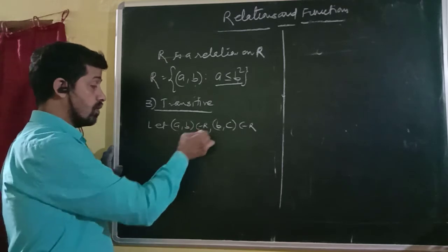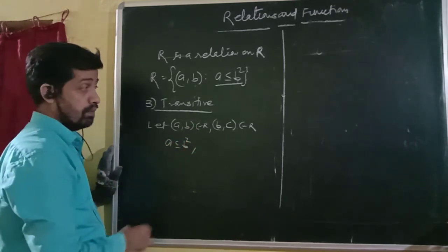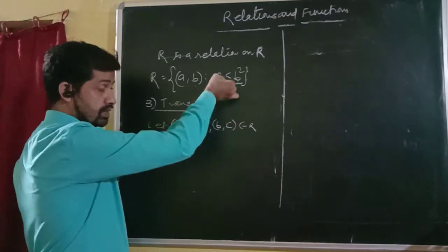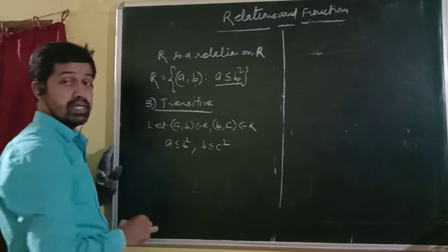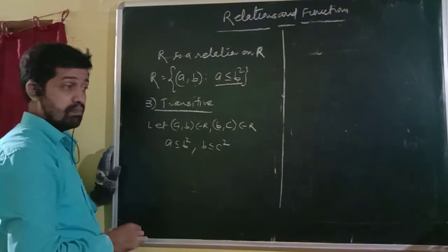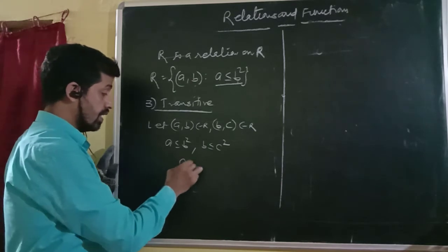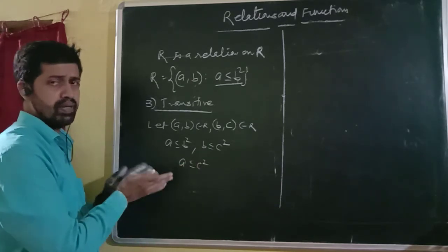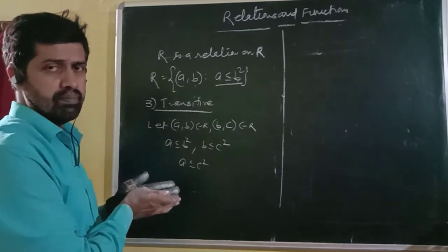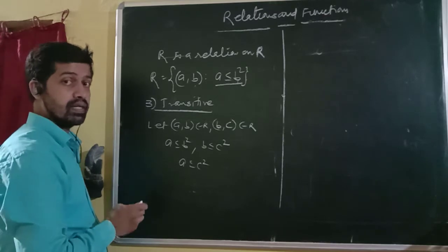Now, if A, B belongs to R, that means A is less than or equal to B square. If B, C belongs to R, by this definition, it means B is less than or equal to C square. But does it conclude that A is less than or equal to C square for all the real numbers? It may be true for some real numbers, but is it true for all? Let us check by supplying a counter example.